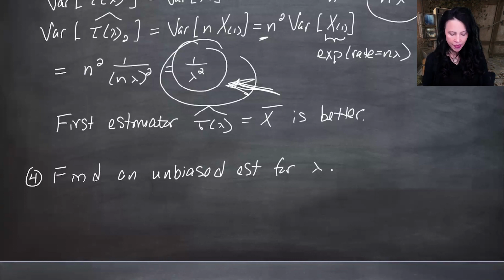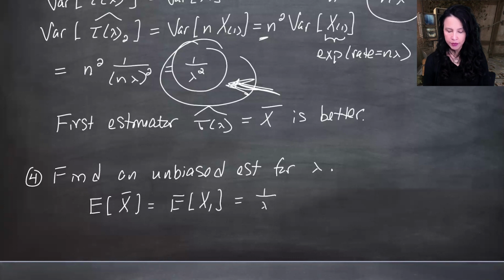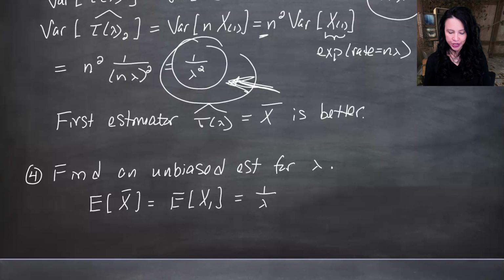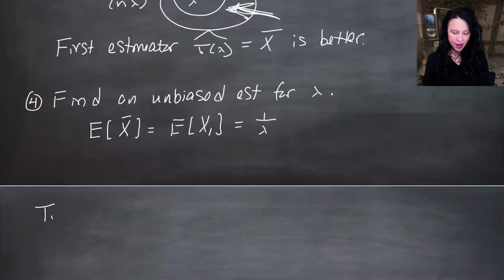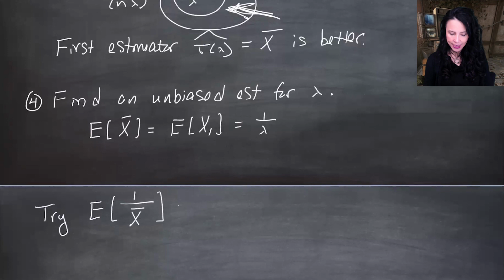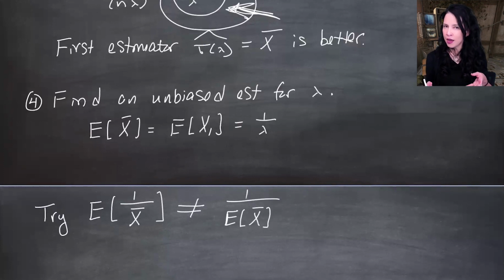But we do know that the expected value of x bar, the sample mean, is the expected value of one of them. And that is 1 over lambda because that's the mean of the exponential distribution. So I'm going to try, motivated by this, the expected value of 1 over x bar. Now, this is absolutely not equal to 1 over the expected value of x bar, but maybe it will get the lambda in the right position so that we can adjust it.